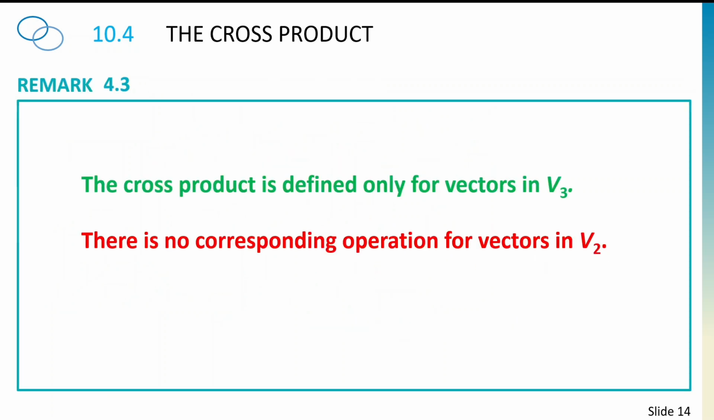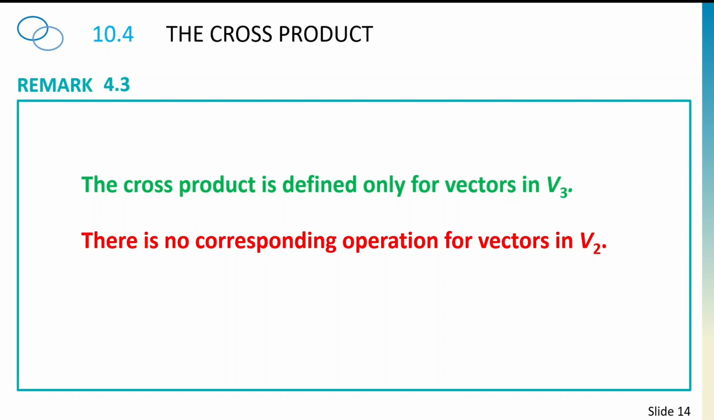Now, as I mentioned before, again, remember that the cross product is defined only for vectors in V3, only in the 3-dimensional space. And there's nothing similar to this operation in the 2-dimensional space. This is an important fact to remember.